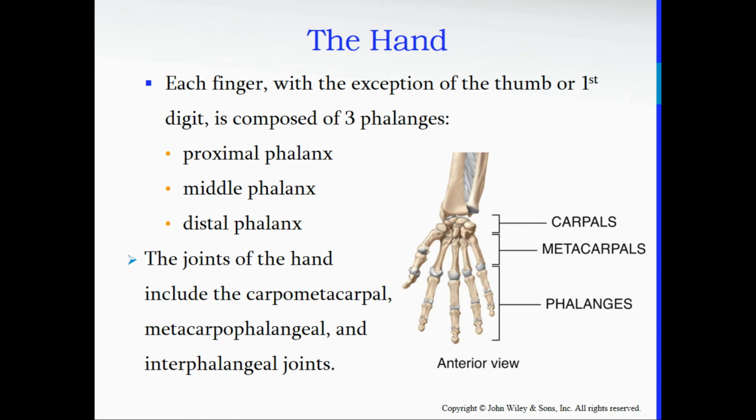The intermediate phalange is in between the proximal and the one out of the end, which would be the distal phalange. So here on this slide, they call it the middle phalanx, but in a lot of books, a lot of texts, you will see this referred to as the intermediate, because it is in between the 2 other phalanges. The joints of the hand include the carpometacarpal, the metacarpophalangeal, and the interphalangeal joints.